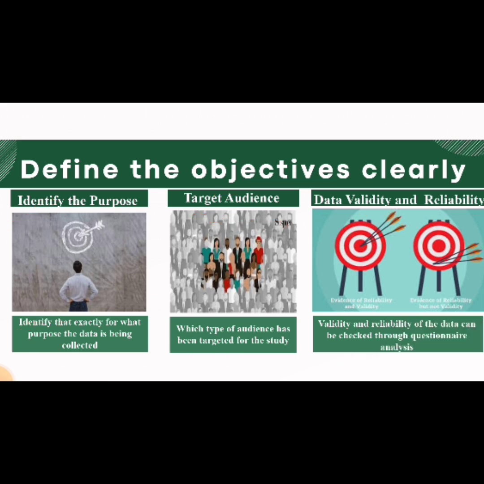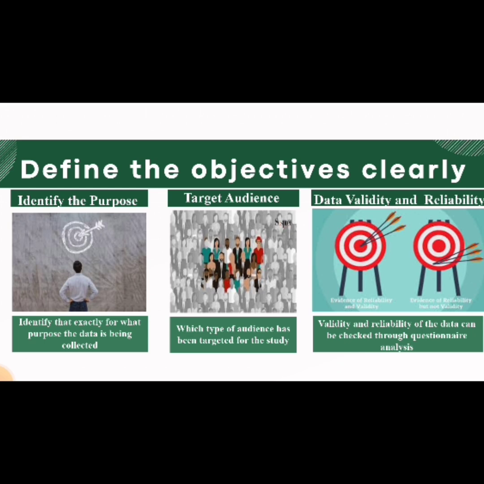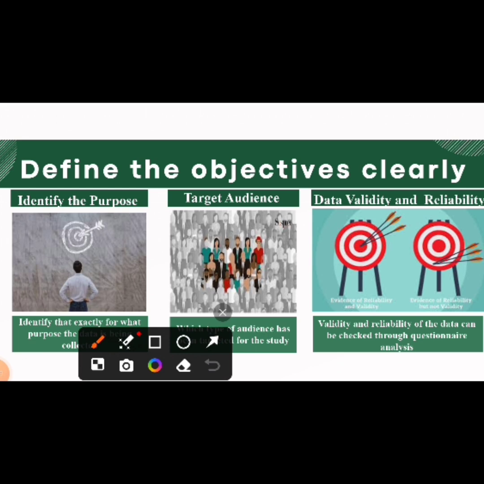Sometimes evidence of reliability and validity means when your data is reliable and valid, so this is the appropriate figure which presents reliable and valid data. And reliable but not valid, reliable data is there but not valid, then this is the figure which is showing that validity and reliability. So validity and reliability of the data can be checked through questionnaire analysis.